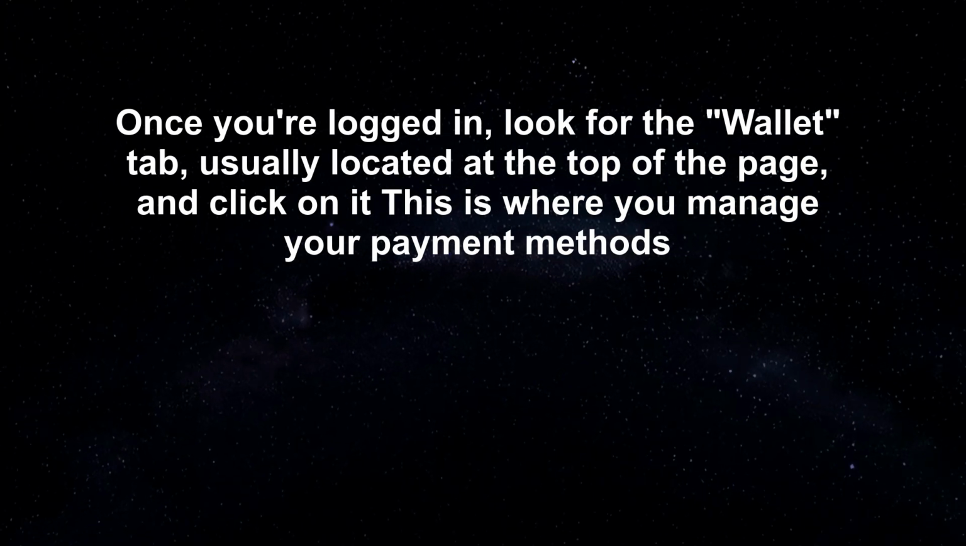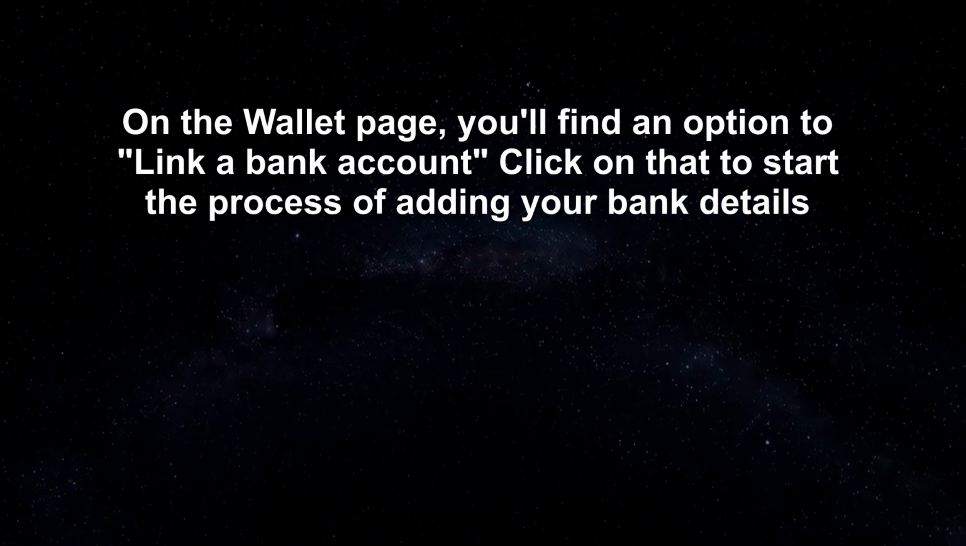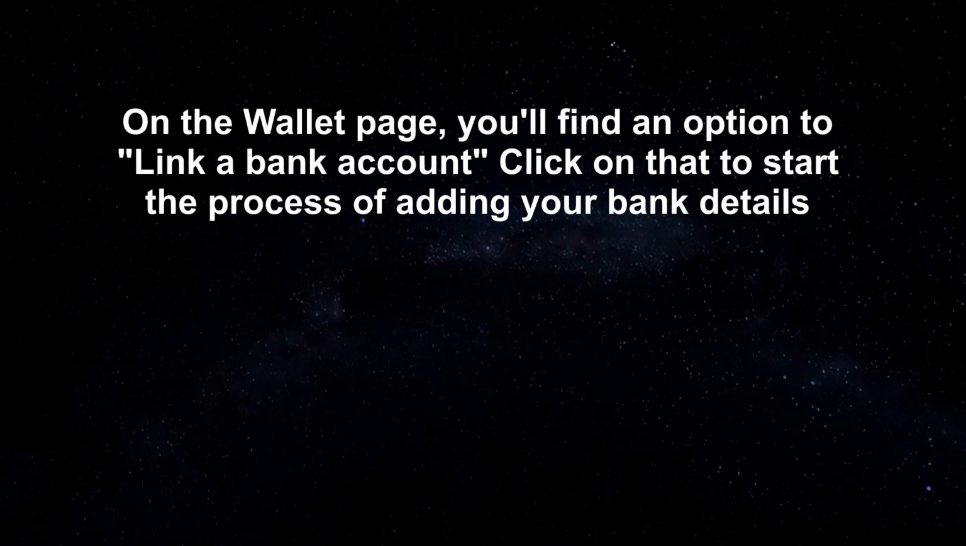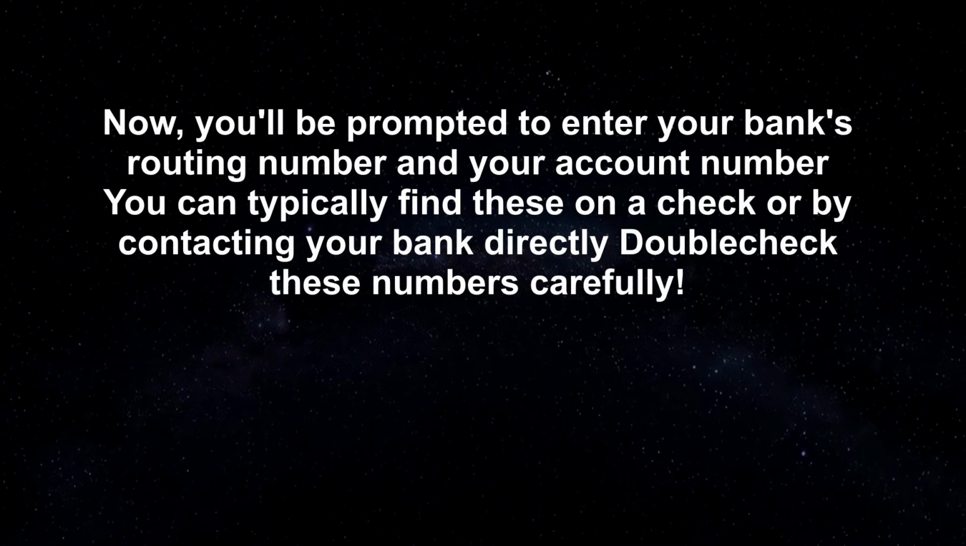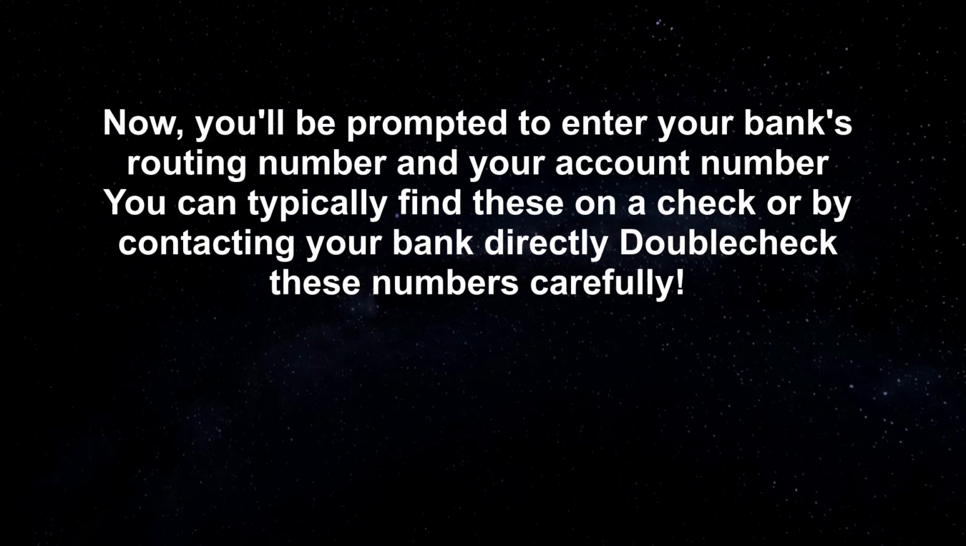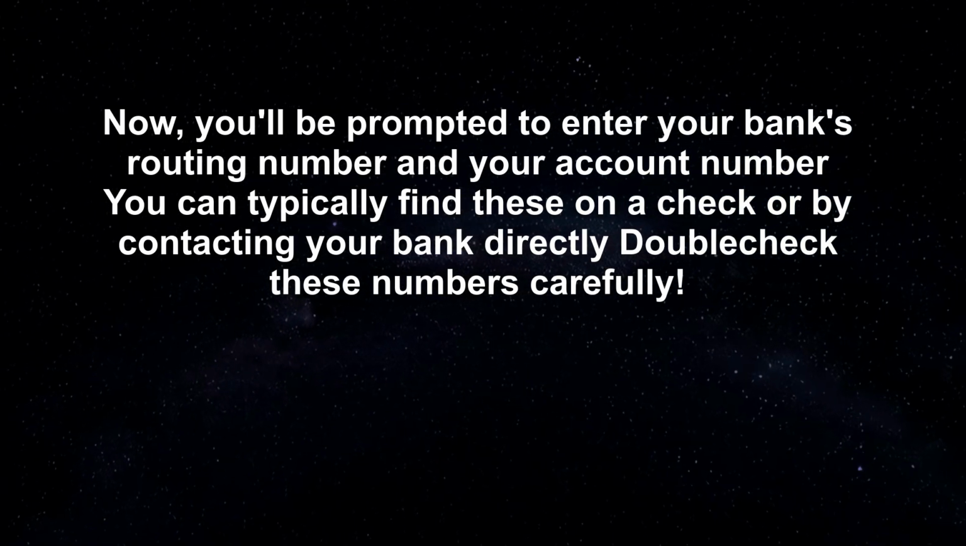it. This is where you manage your payment methods. On the Wallet page, you'll find an option to link a bank account. Click on that to start the process of adding your bank details. Now, you'll be prompted to enter your bank's routing number and your account number. You can typically find these on a check or by contacting your bank directly.